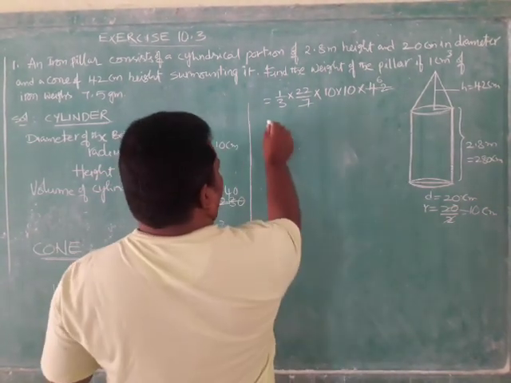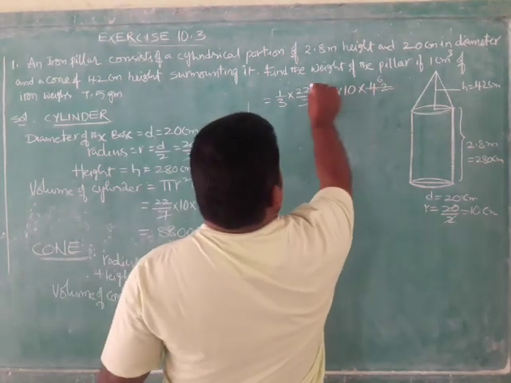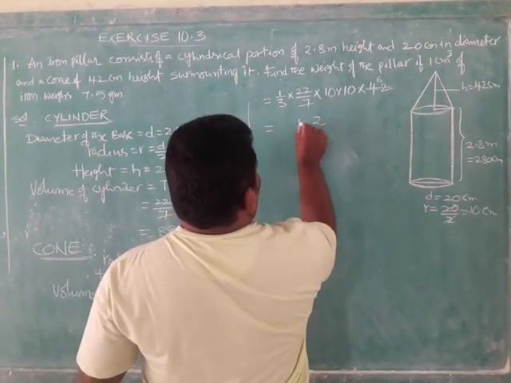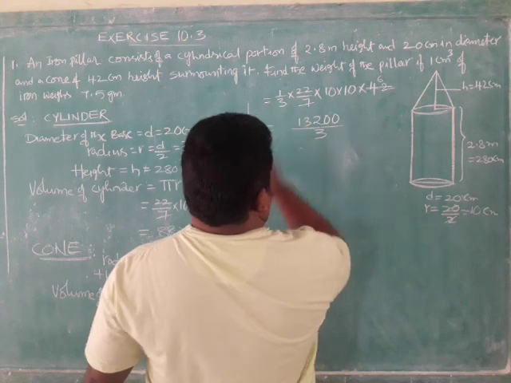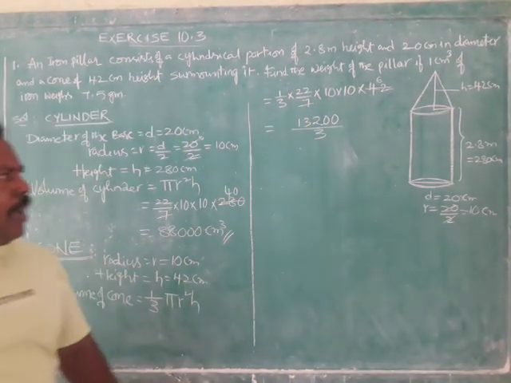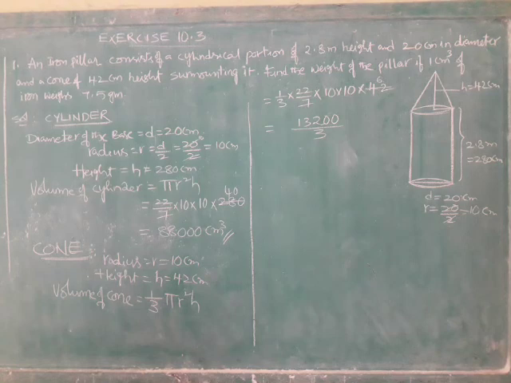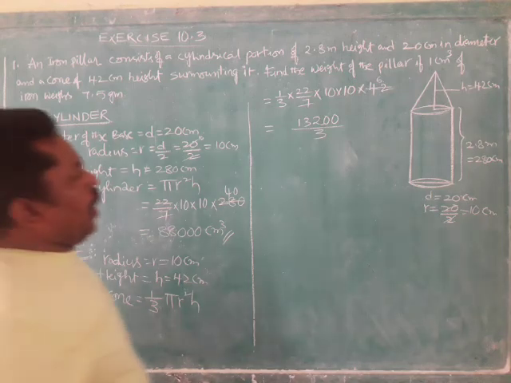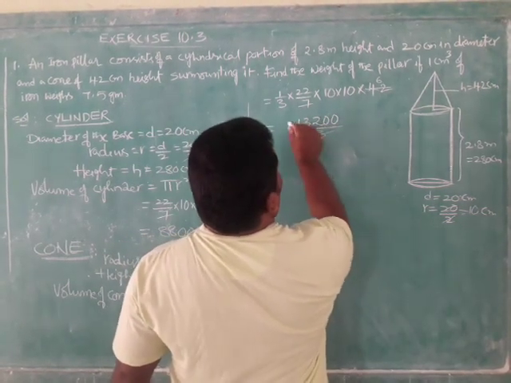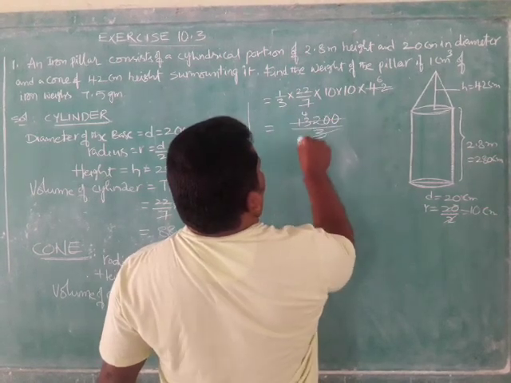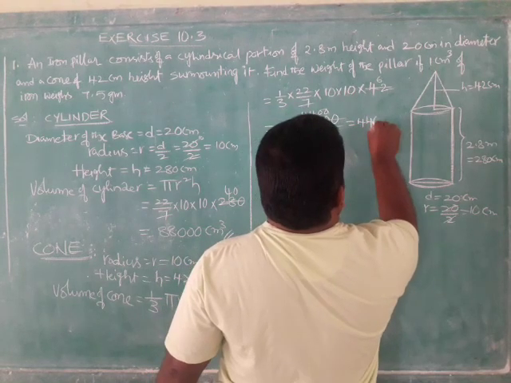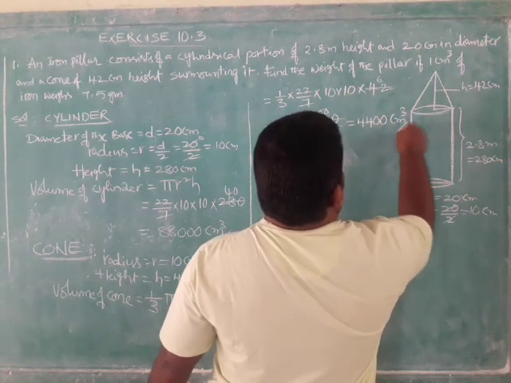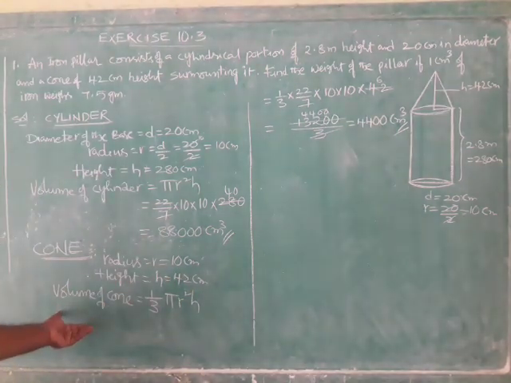7 6s are 42, which is equal to, see, 6 2s are 12, 13, 132, 100 by 3. Now again, see here, 132 100 by 3. Now 3 table, 3 4s are 12, therefore this is equal to 4400 centimeter cube. That is the volume of the cone.